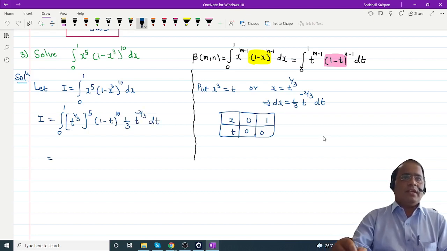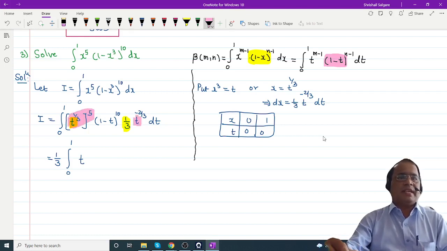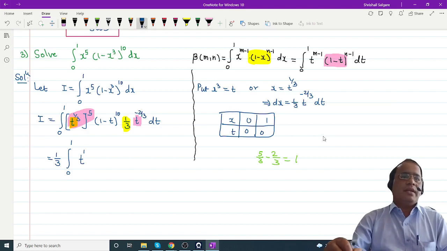Now from all these I will take this 1 by 3 outside the integral, because that is a constant. 1 by 3 integral 0 to 1. Suppose I am collecting the terms of t together. Here I have one t term, and here I have the second term. So what is the power altogether? 5 by 3 minus 2 by 3, what will it come? It is plus 1, right? Yes, very good, it is 1. And the second one is 1 minus t raised to 10 dt. Now it comes in the beta form.